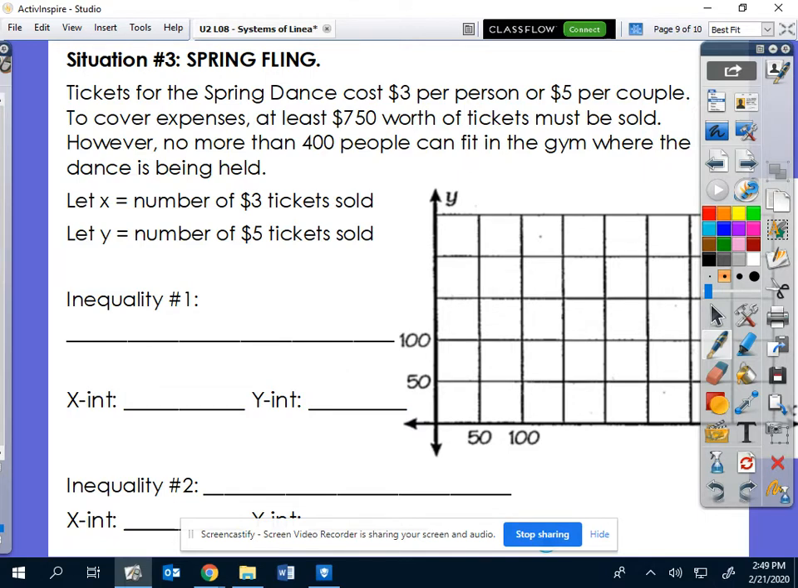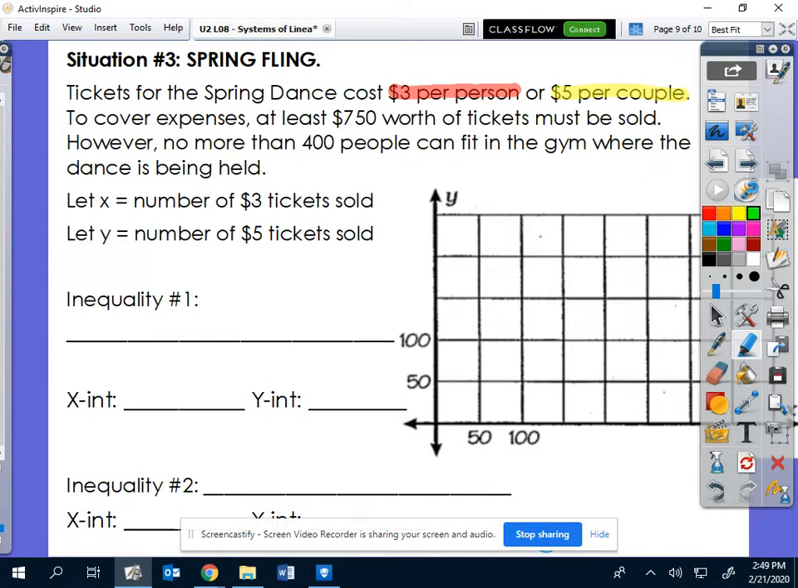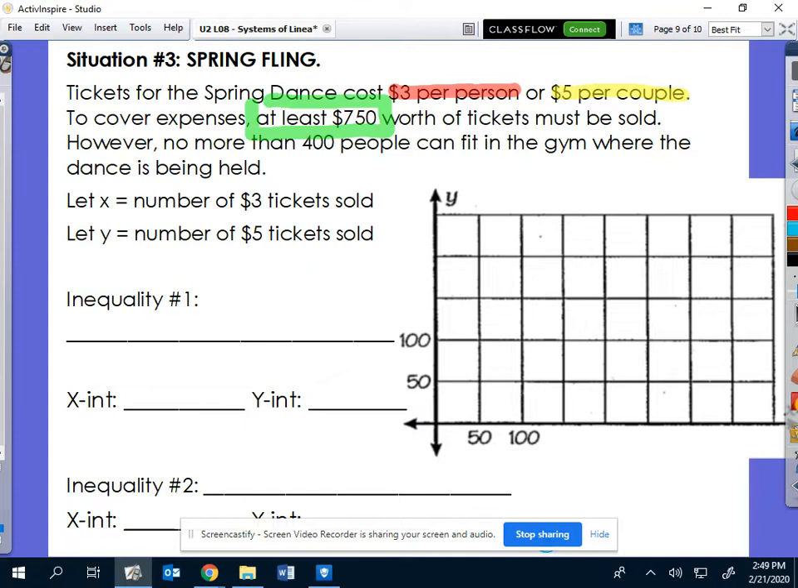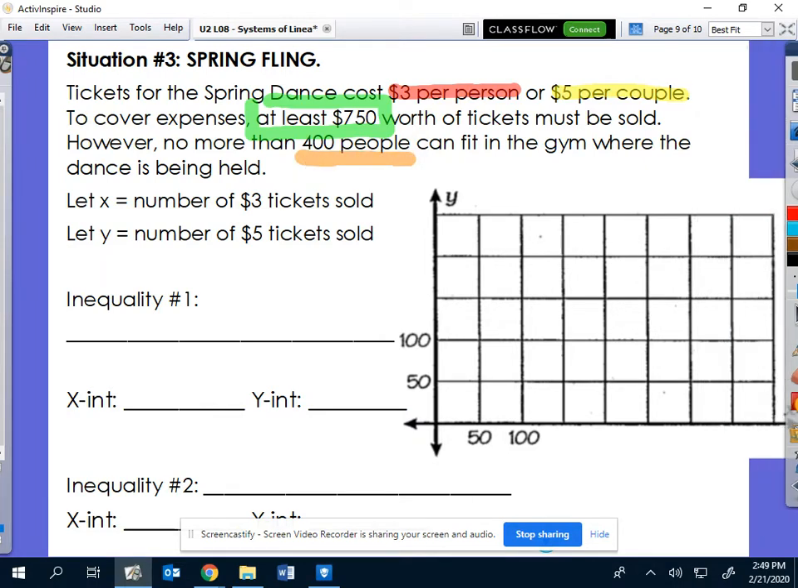So let's talk about our spring dance. We know a couple of things about it. We're going to charge $3 per person, but if you've got a date, we're just going to charge you $5 per couple. We know that to actually put the event on, it's going to cost us at least $750 in expenses, right? So whatever that might be, the venue, the supplies, and so forth. But last but not least, we can only fit 400 people into our gym, right? That's the most that we can fit, no more than 400 people.